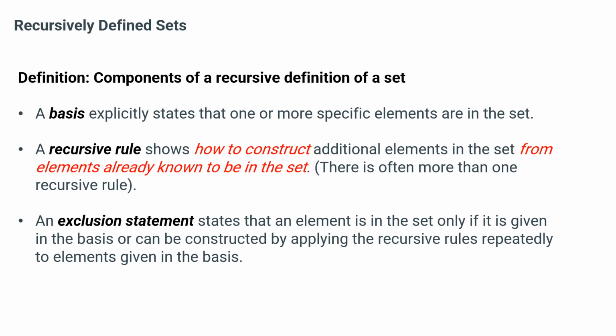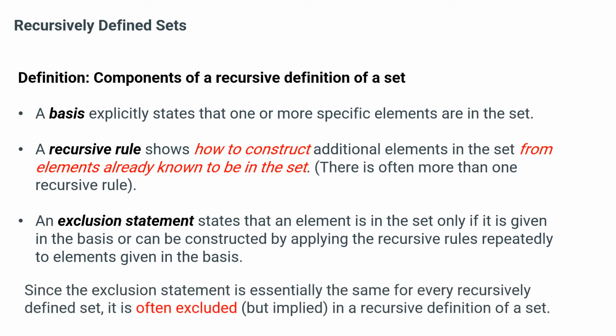So here's how they say it in the book. An exclusion statement states that an element is in the set only if it is given in the basis or can be constructed by applying the recursive rules repeatedly to elements given in the basis. Okay, so again, start with the basis, have a recursive rule, and then say, unless you can get an element starting with the basis and then using a recursive rule or two or a few, it would not be part of the set.